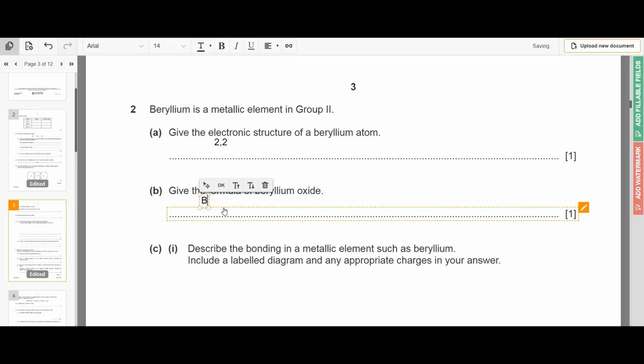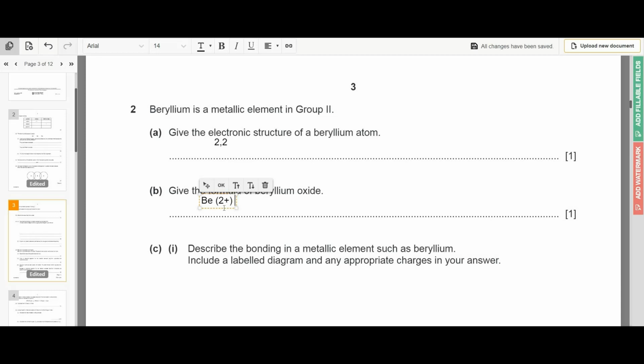Actually, it's a 1 mark question. They're asking for a direct answer, but for you, I'm giving the detail of how we will determine the chemical formula. Firstly, you need to write the chemical symbol and their valencies alongside. Beryllium is in group 2, which has a valency of 2 plus.